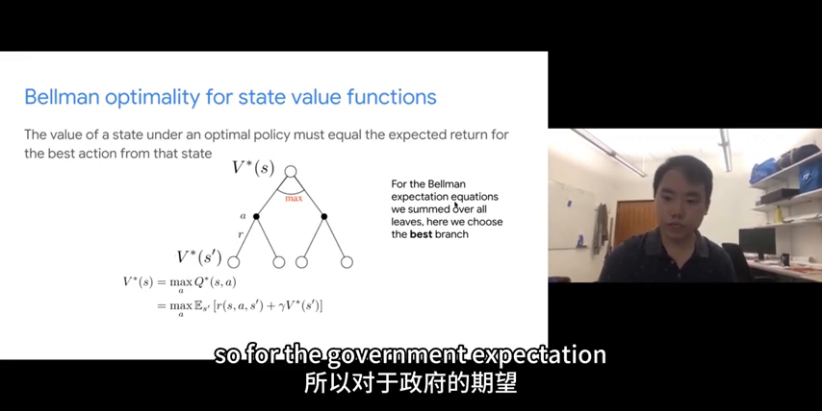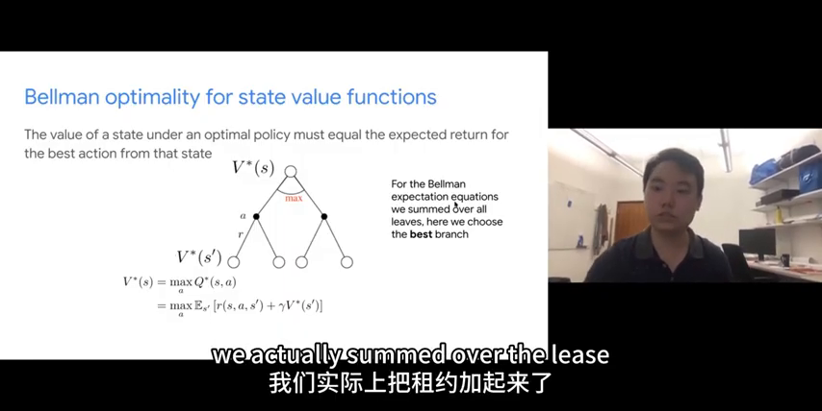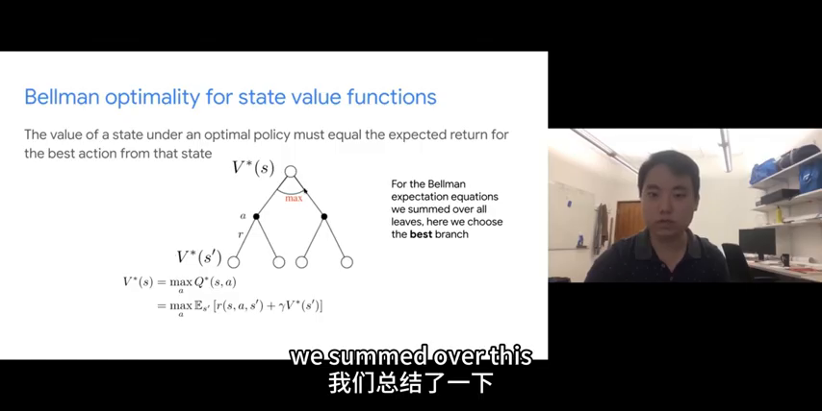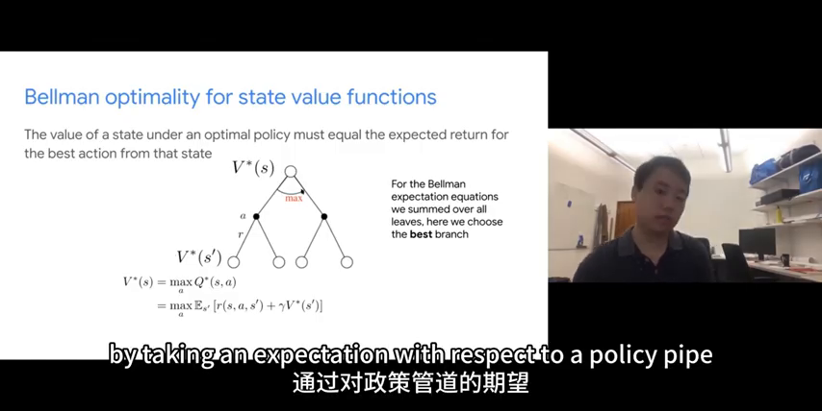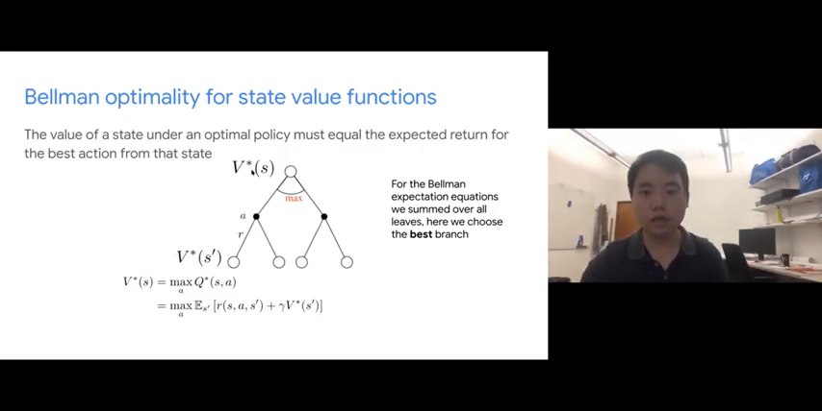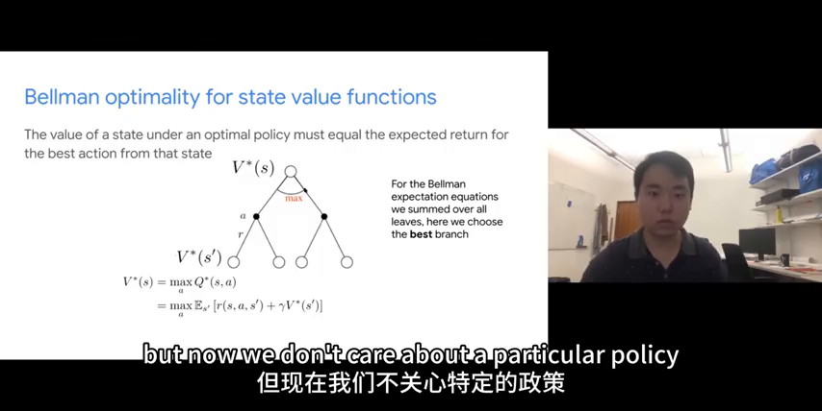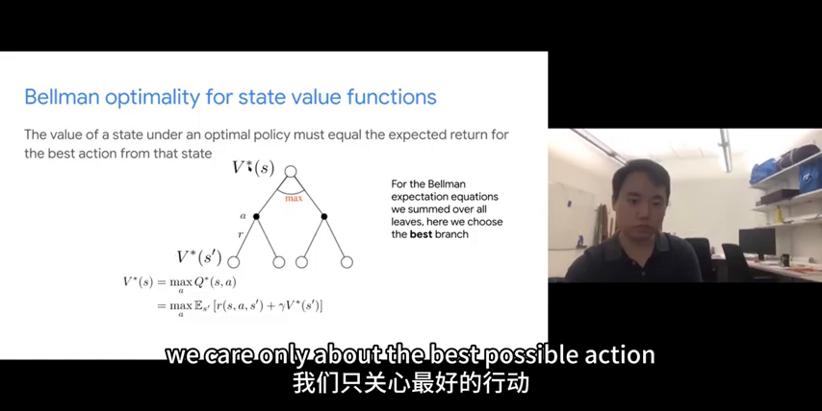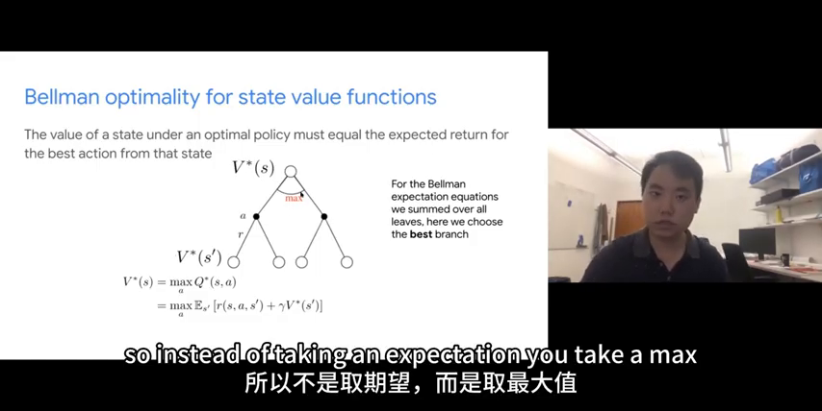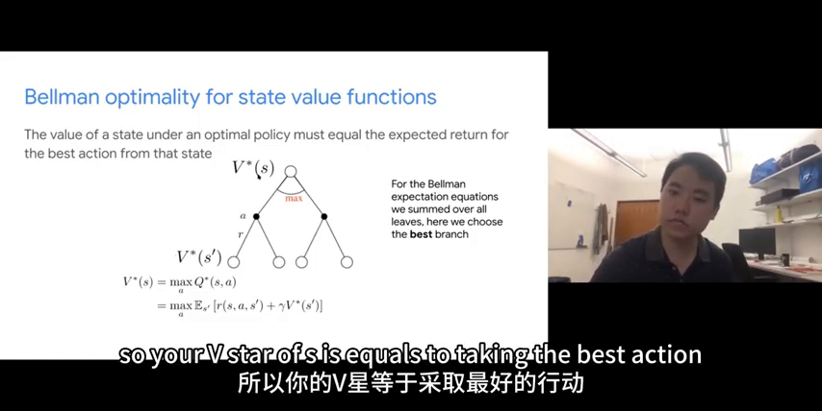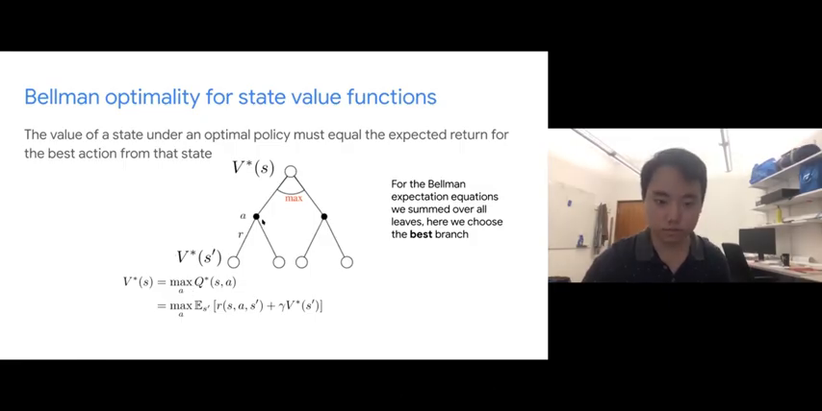For the Bellman expectation, what we saw previously is that we summed over the leaves, taking an expectation with respect to a policy pi. But now we don't care about a particular policy. We care only about the best possible action. So instead of taking an expectation, you take a max. So your V star of S is equal to taking the best action over each of your Q stars.